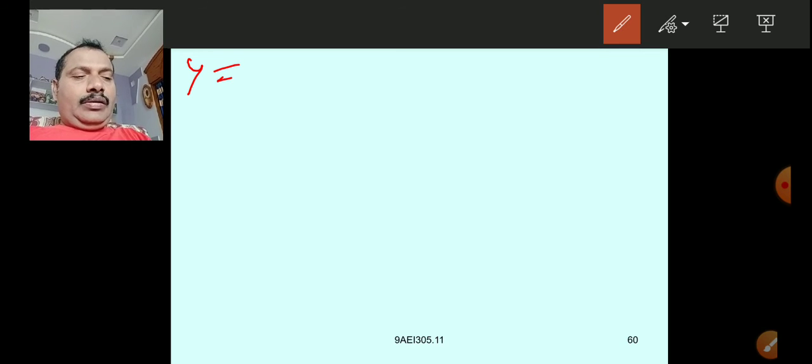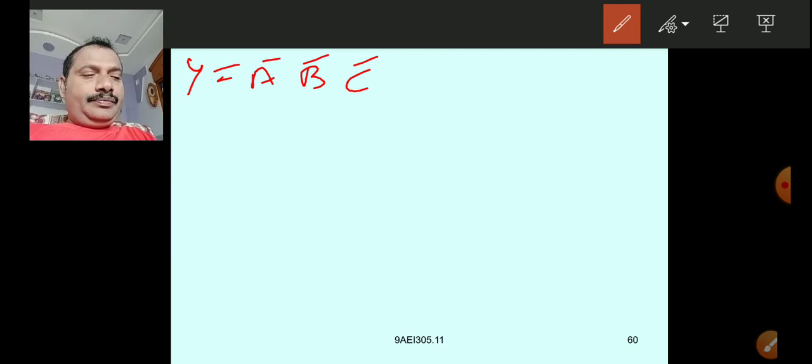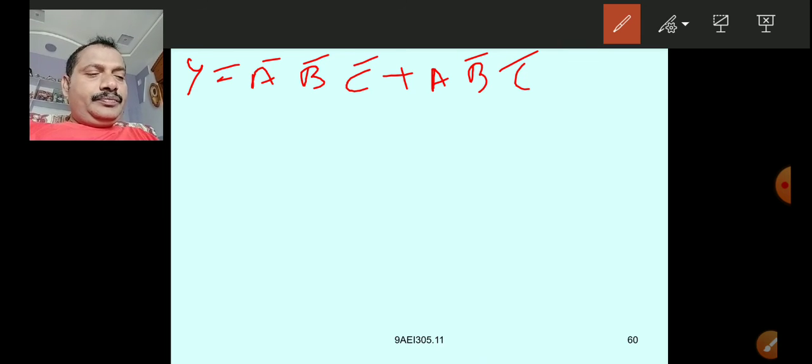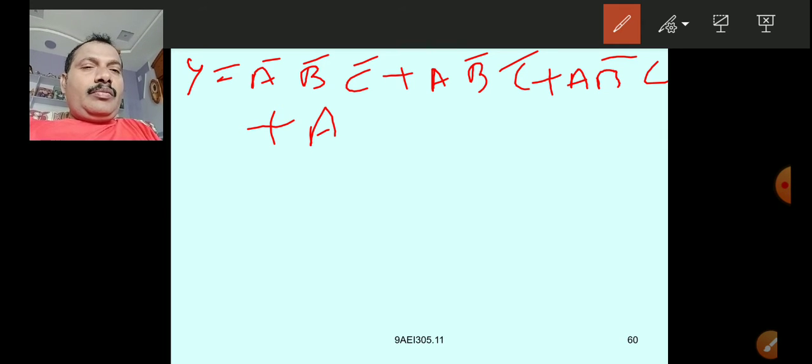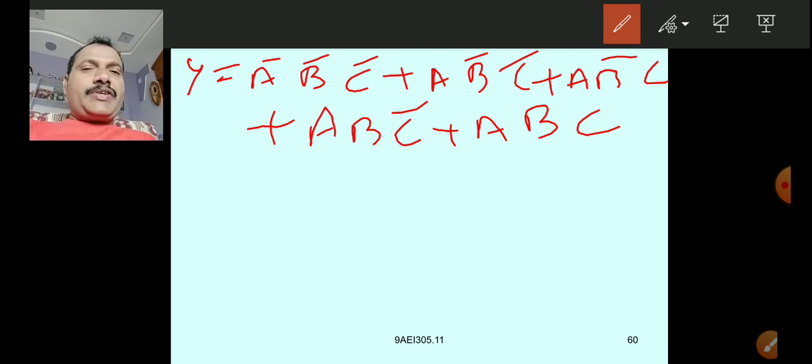Y equals a bar b bar c bar plus A b bar c bar plus A b bar c plus A b c bar plus A b c. This is the given expression.